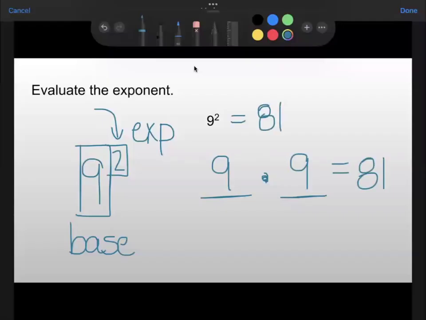Now, you might also hear second powers referred to as squared. That is a special nickname you can use for second powers. So I could say 9 to the second power or 9 squared. But either way, they both equal 81.